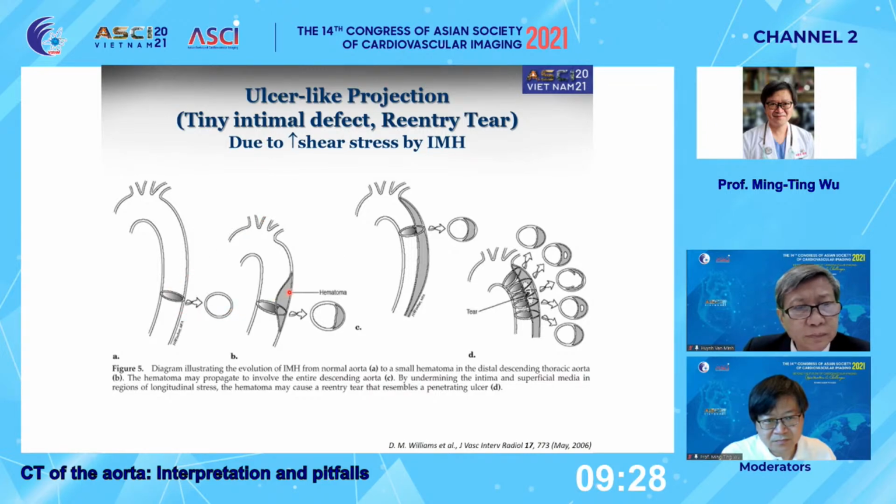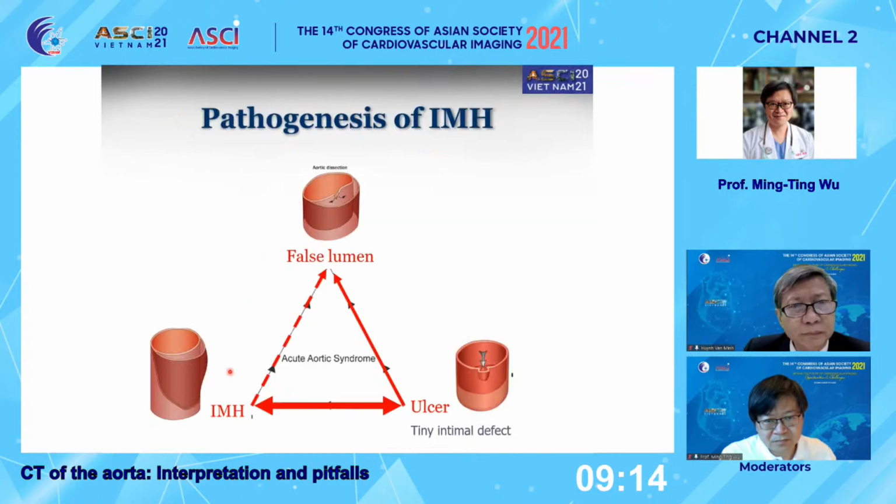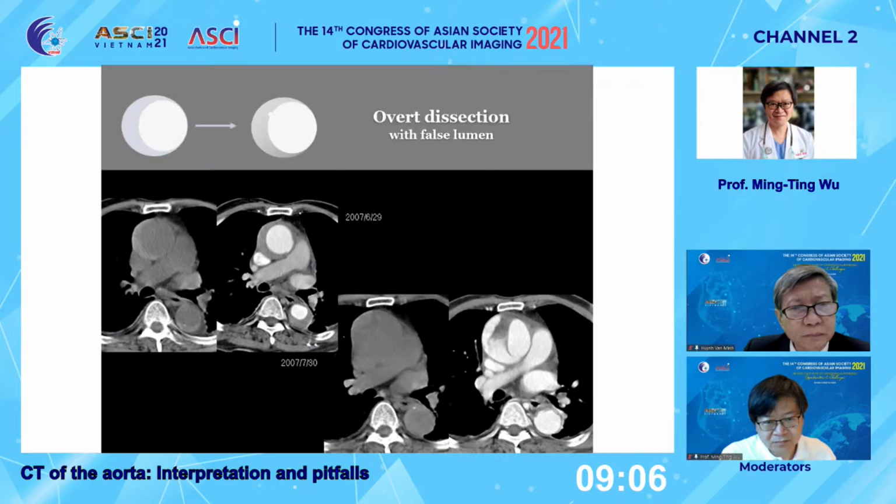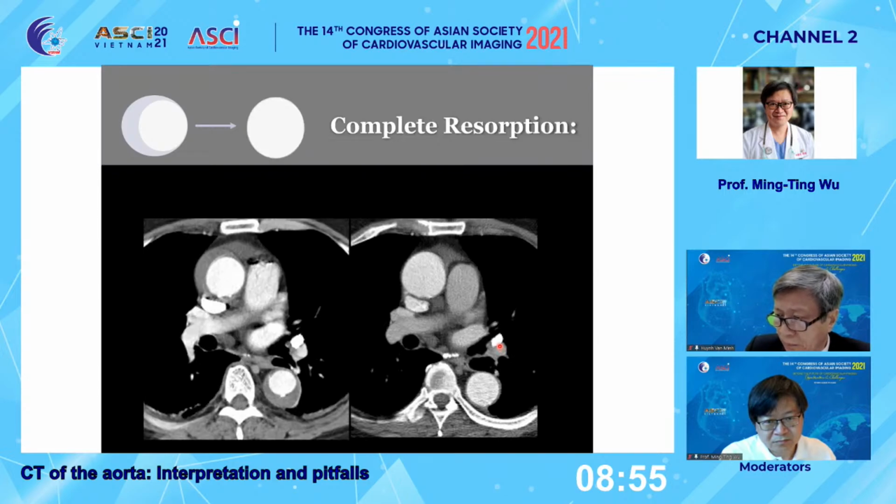It is induced by the increase of shear stress of focal intramural hematoma. So it is also called re-entrant tear or tiny intimal defect. Therefore, IMH can go through an ulcer and go to the false lumen, or go directly to the false lumen. Like this case, simple IMH and avoid false lumen. However, it can also reverse with complete resorption.